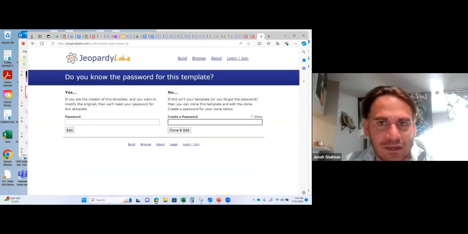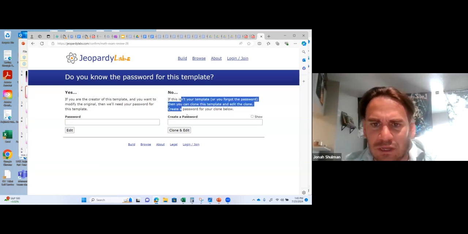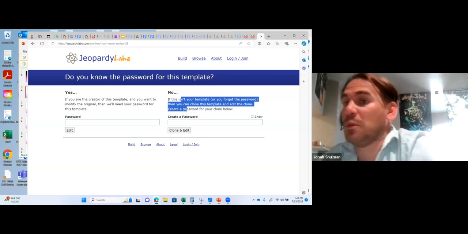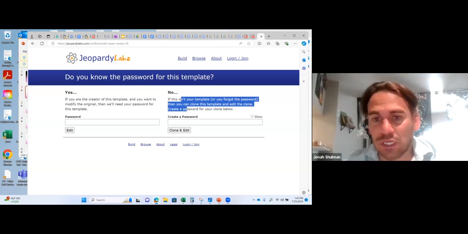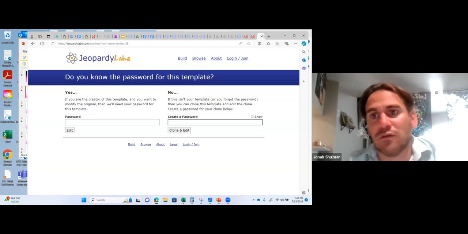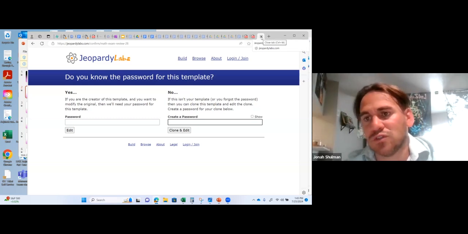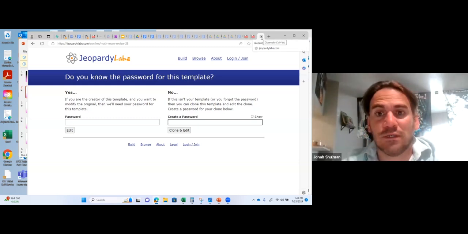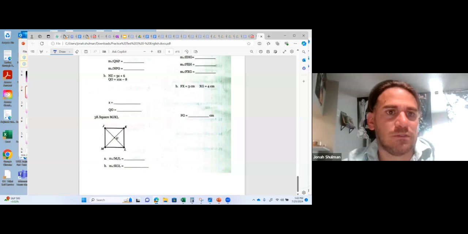So you can edit. Do you know the password? No. If no, you just have to create one and you clone it. So this person doesn't want people messing with it, but as long as you clone it, you can edit it. So you're making another version of it so you can change it as much as you want. That's a really good thing about Jeopardy Labs. All right, let's keep on keeping on.